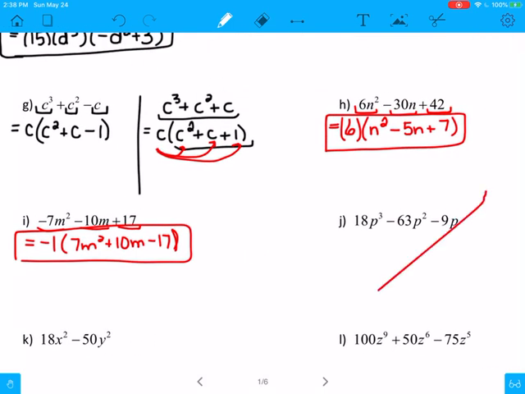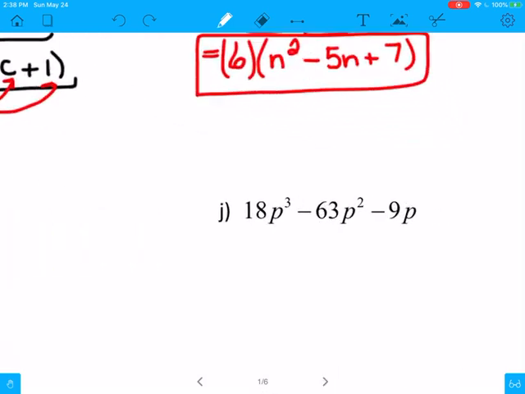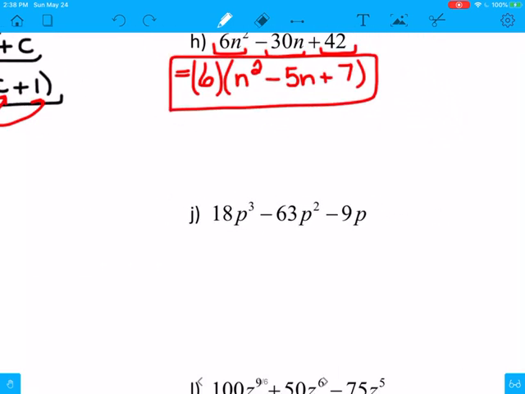Now J, I did it again. I have 18p cubed minus 63p squared minus 9p. Now you can try these out as you go along. Just pause me, try it out, see if you get the same answer. Pause, try it out, see if you get the same answer. So I want you to do that the whole way along till the end of this page. Okay, so right now you would pause it and try J by yourself. And then you'll play and check and see if you got it right.